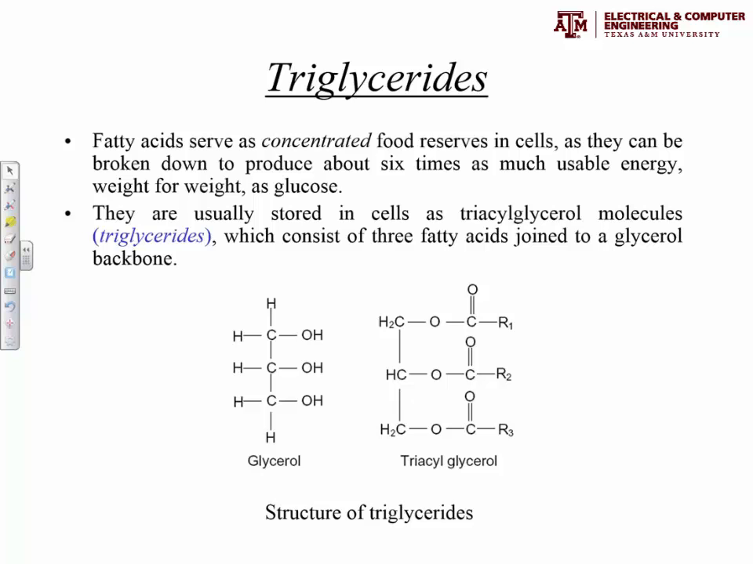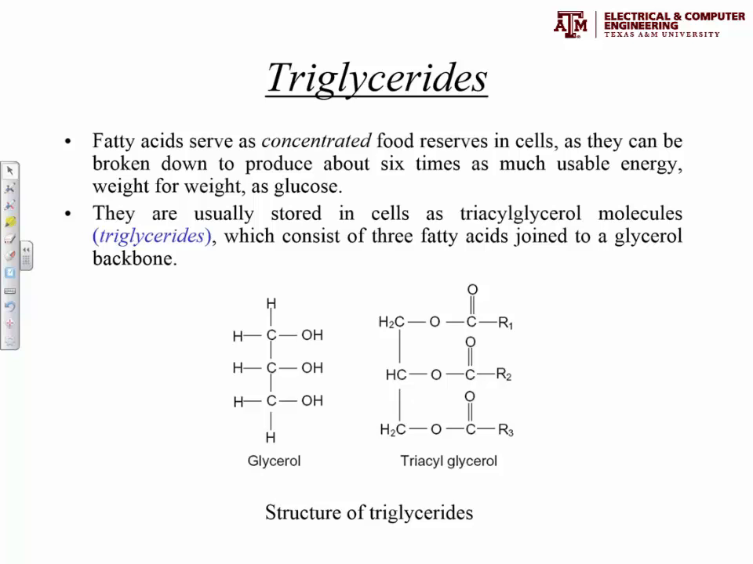So fatty acids are usually stored in cells as triacylglycerol molecules, or what are called triglycerides, which consist of 3 fatty acids joined to a glycerol backbone. So this is a glycerol. It's an alcohol, right? See, like OH, OH, OH. This is glycerol. If you're looking at a triglyceride or triacylglycerol, what is going to happen is that this hydroxyl group over here is going to link up with a fatty acid.